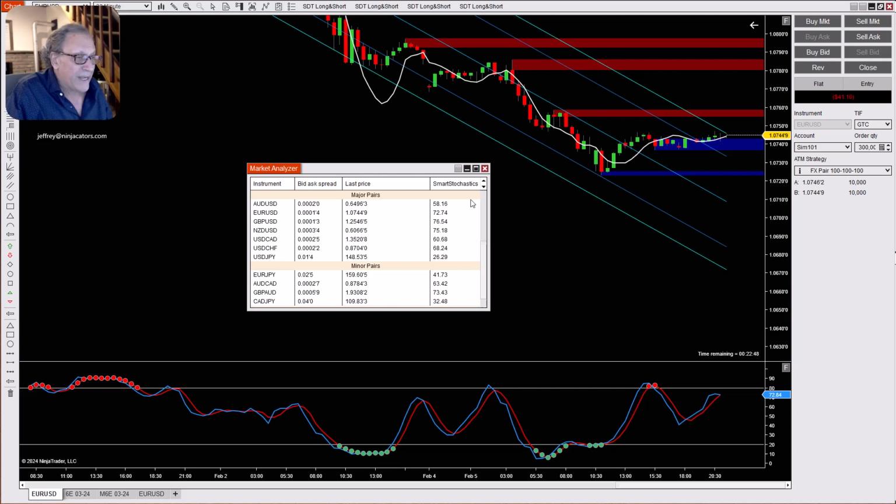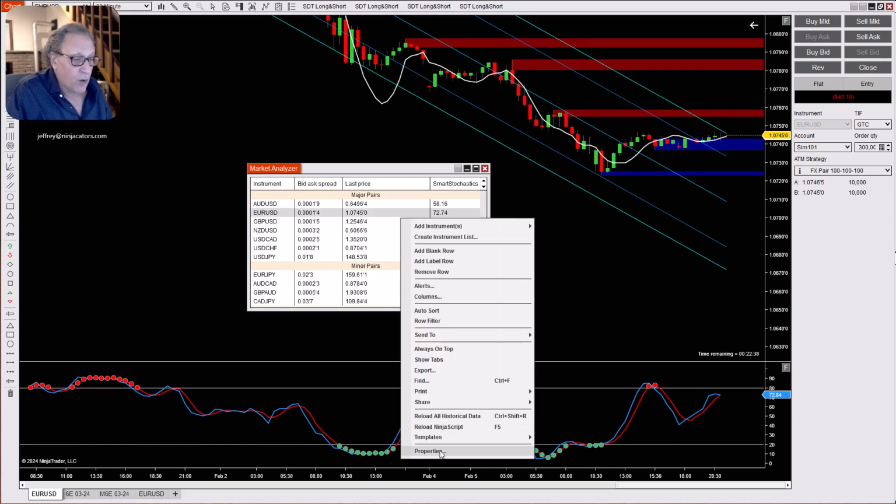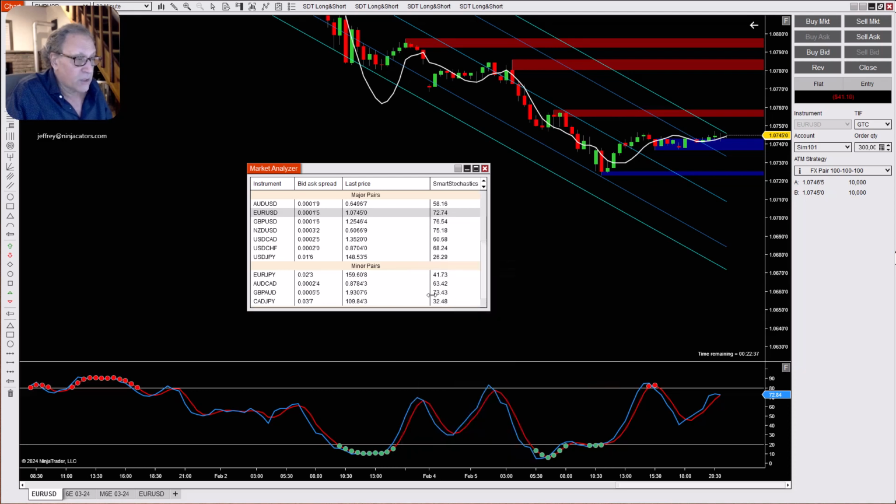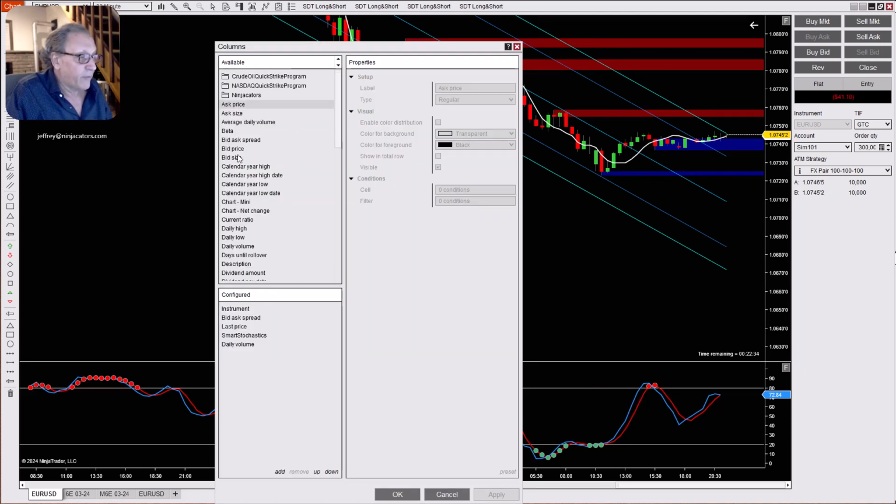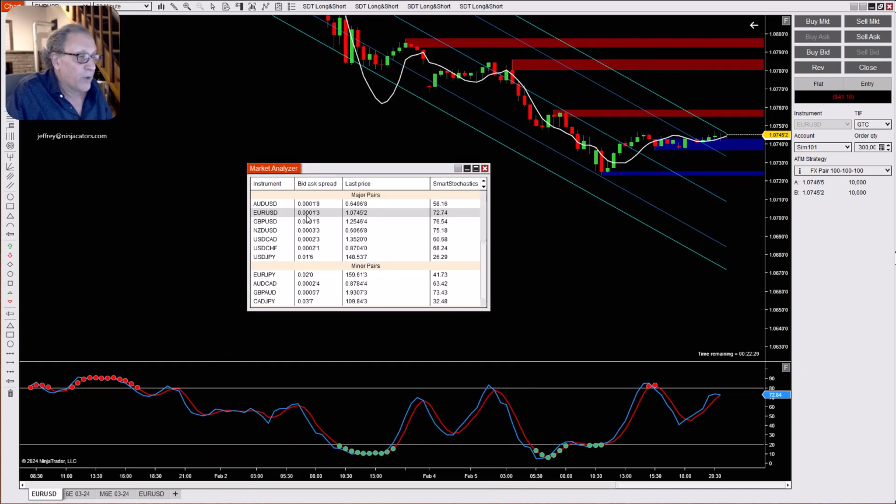Okay, so here's the market analyzer, and you can actually put a column right on it that gives you the bid-ask spread. The way to do it is you just go into columns, select it from the column list, it's right there, bid-ask spread, add it, and you're good to go. Okay, now how do we read that?